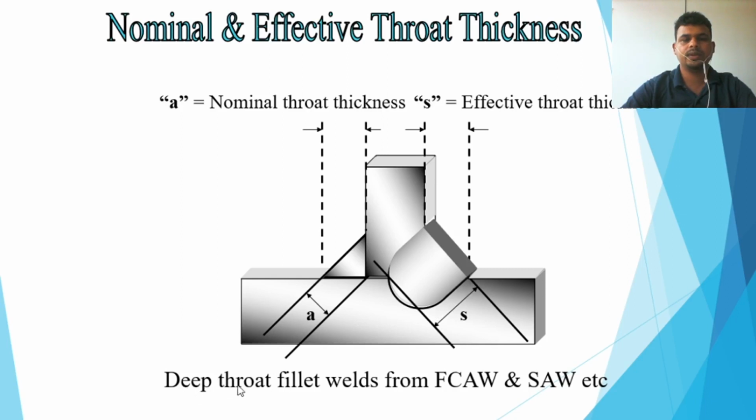So the deep throat fillet weld from FCW and SAW, etc. When we do FCW and SAW welding, at that time the throat inside goes very deep. So this is the deep throat fillet. This is the effective throat thickness.